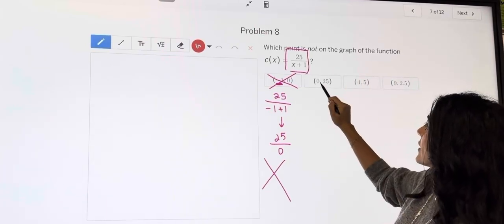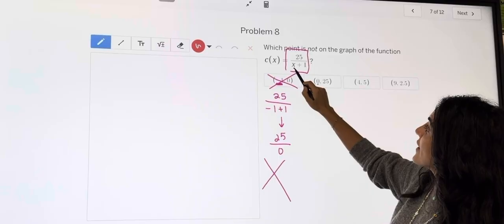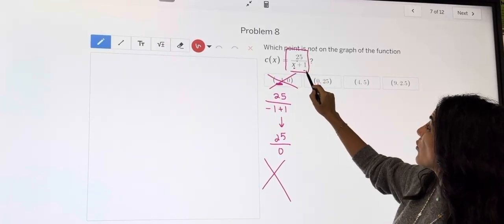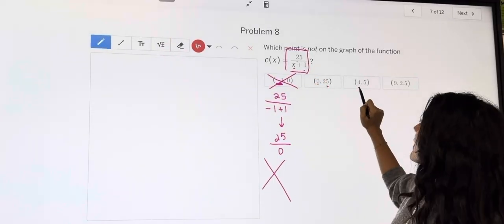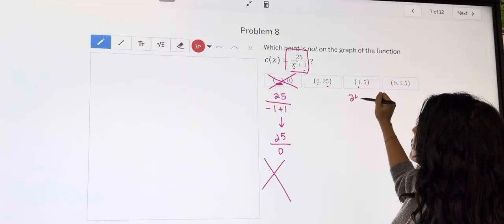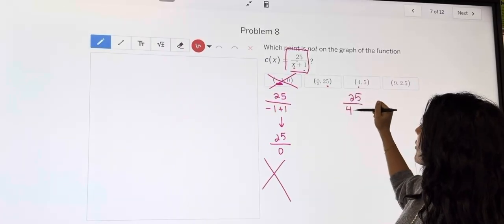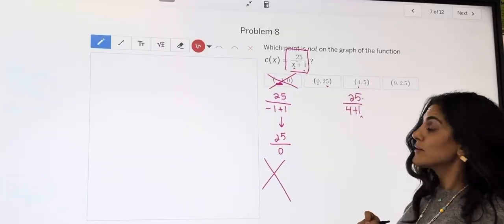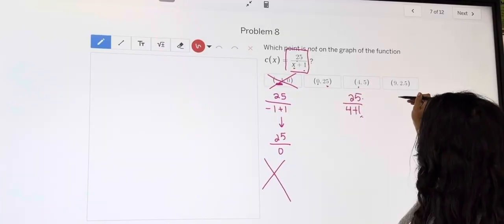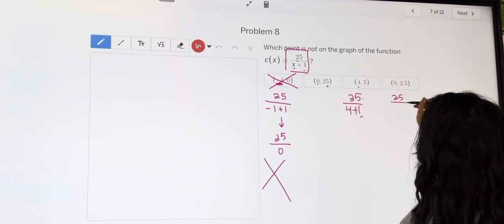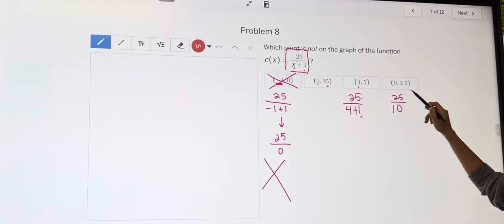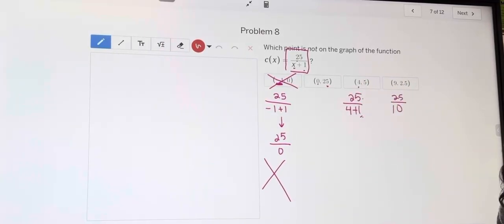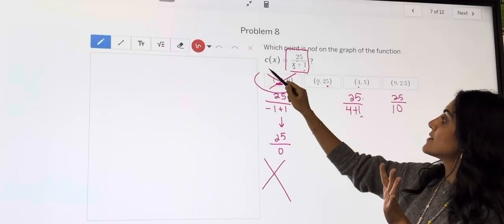But just quickly checking, if x were 0, this would be 25 divided by 1, which is 25. If x were 4, this would be 25 divided by 4 plus 1, which is 5, and 25 divided by 5 is 5. And if it were 9, this would be 25 divided by 10, because we would add 1 to the 9, and it'd be 2.5. So the rest all check out. This is the answer.